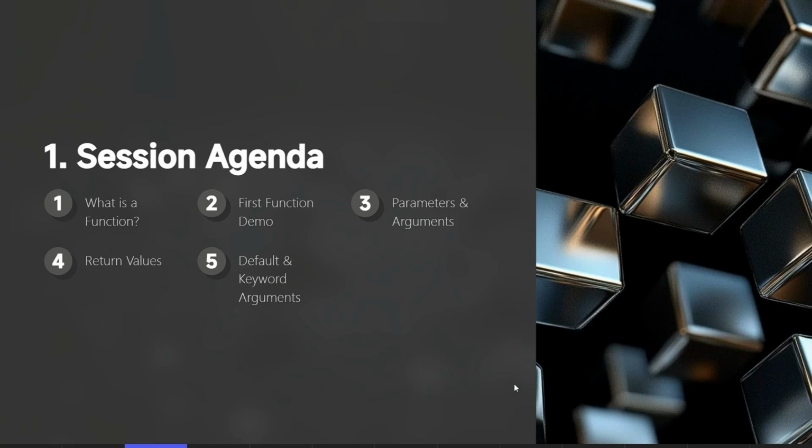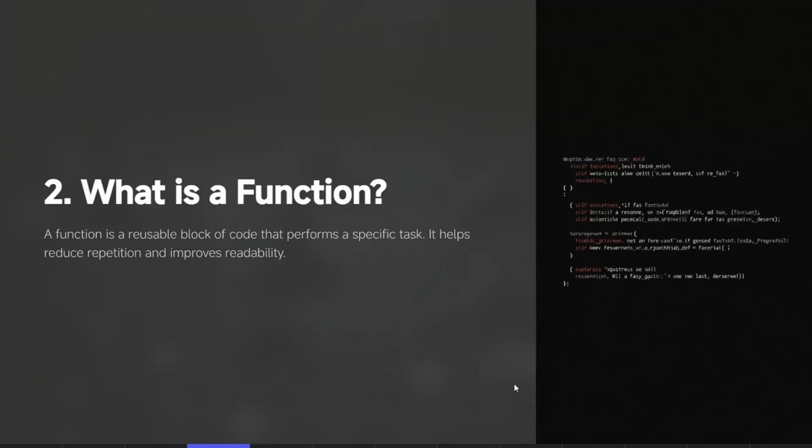So before we start coding, let me ask you something. Imagine you need to calculate total salary in 10 different places inside your program. Will you write the same formula 10 times? Not a good idea, right? A function is simply a reusable block of code that performs a specific task. In real applications, data validation logic, API calls, and database queries are all written inside functions so they can be reused.